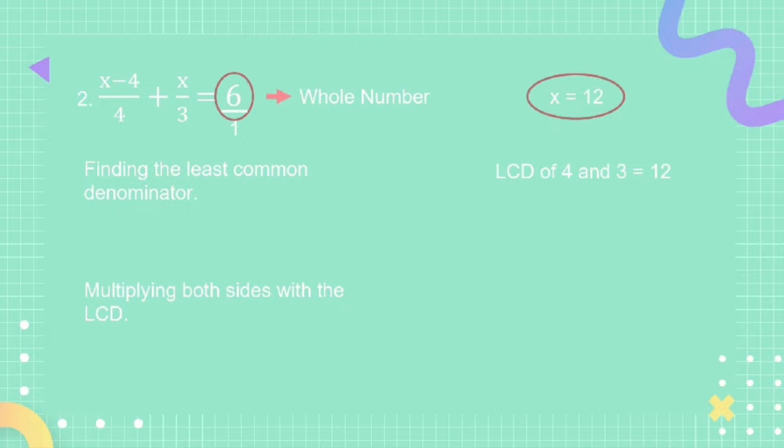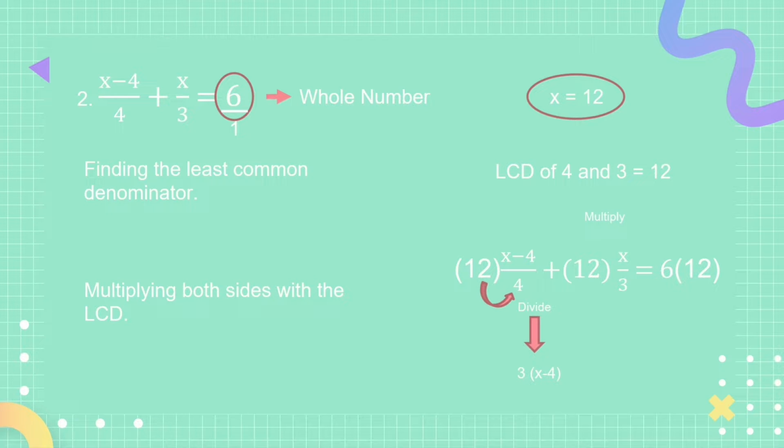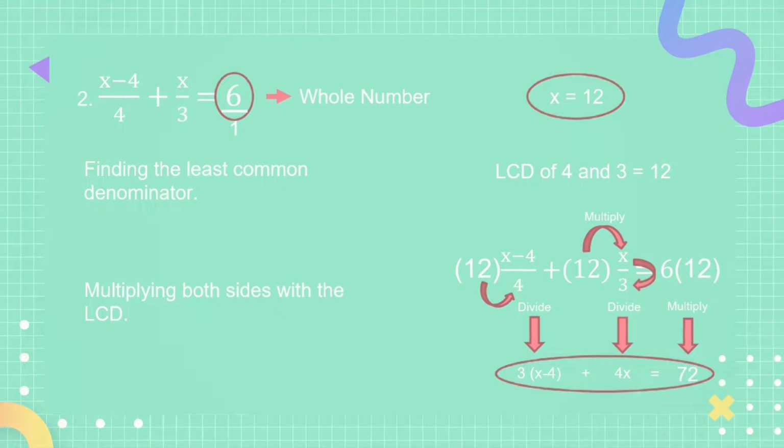Next, multiplying the LCD on both sides, our equation should now look like this. Multiply 12 to both sides. Let us first combine the constants 12 and 6, which will give us the answer of 72. Moving on to the other side, we shall divide 12 by 4 and 3 in order to eliminate the fractions. 12 divided by 4 is equal to 3, which will give us 3(x - 4). Next, 12 divided by 3 is equal to 4, which will give us 4x. Our equation will now look like this: 3(x - 4) + 4x = 72.